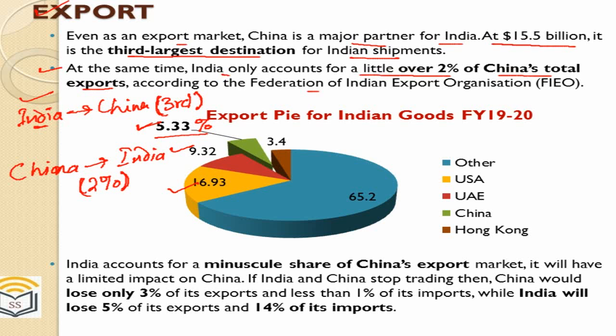And this is according to the Federation of Indian Export Organization, or FIEO. As you can see here, India accounts for a minuscule share of China's exports, around 2% of China's total exports, and it will have a limited impact on China if it loses. That is around 2% China will lose. If India and China stop trading, then China would lose only 3% of its exports and less than 1% of its imports, while India will lose 5% of its exports, as can be seen here, and 14% of its imports.